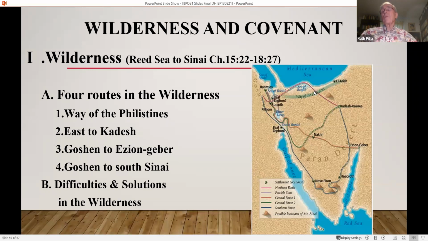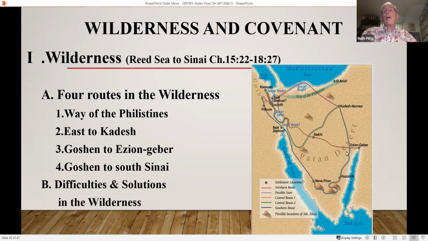That's the way of the Philistines. They couldn't go that way because there were Egyptian troops along there. You could go straight east to Kadesh. Kadesh is just down just a little bit there, Dan. Kadesh is really important because that's where they're going to camp for most of the 40 years. Then from Goshen, you could go to Ezion Geber, which is at the top of the Gulf of Aqaba, just down to the right there a little bit. And Ezion Geber, there's mining that goes on there. And so there's a pathway over there as well.